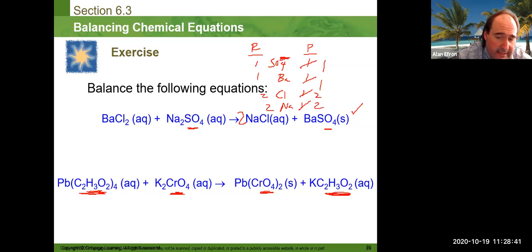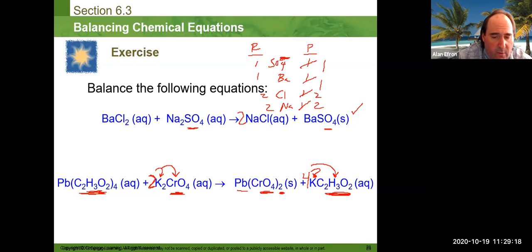You could start with the acetate. So I have 4 on the left. I only have 1 acetate on the right. So I could fix that by putting a 4 in front. When I do that, that gives me 4 of the acetates. It then gives me also 4 of the potassium, which is where I should go next. On the left-hand side, I have 2 potassium. So to fix that, I'll put a 2 in front of the potassium. That fixes the potassium. That also now gives me 2 of the chromate, which is good because that's what I'm looking for. So that's all good.